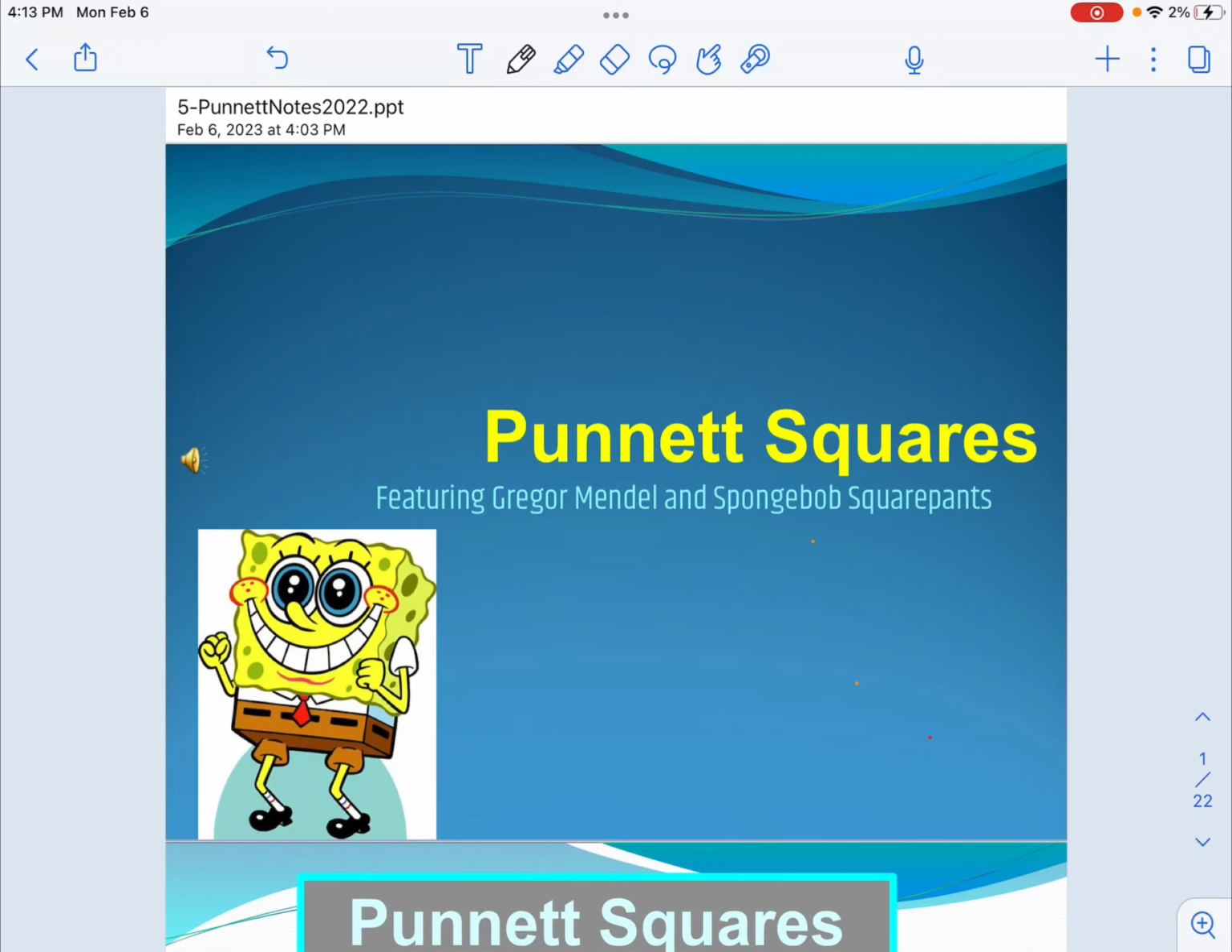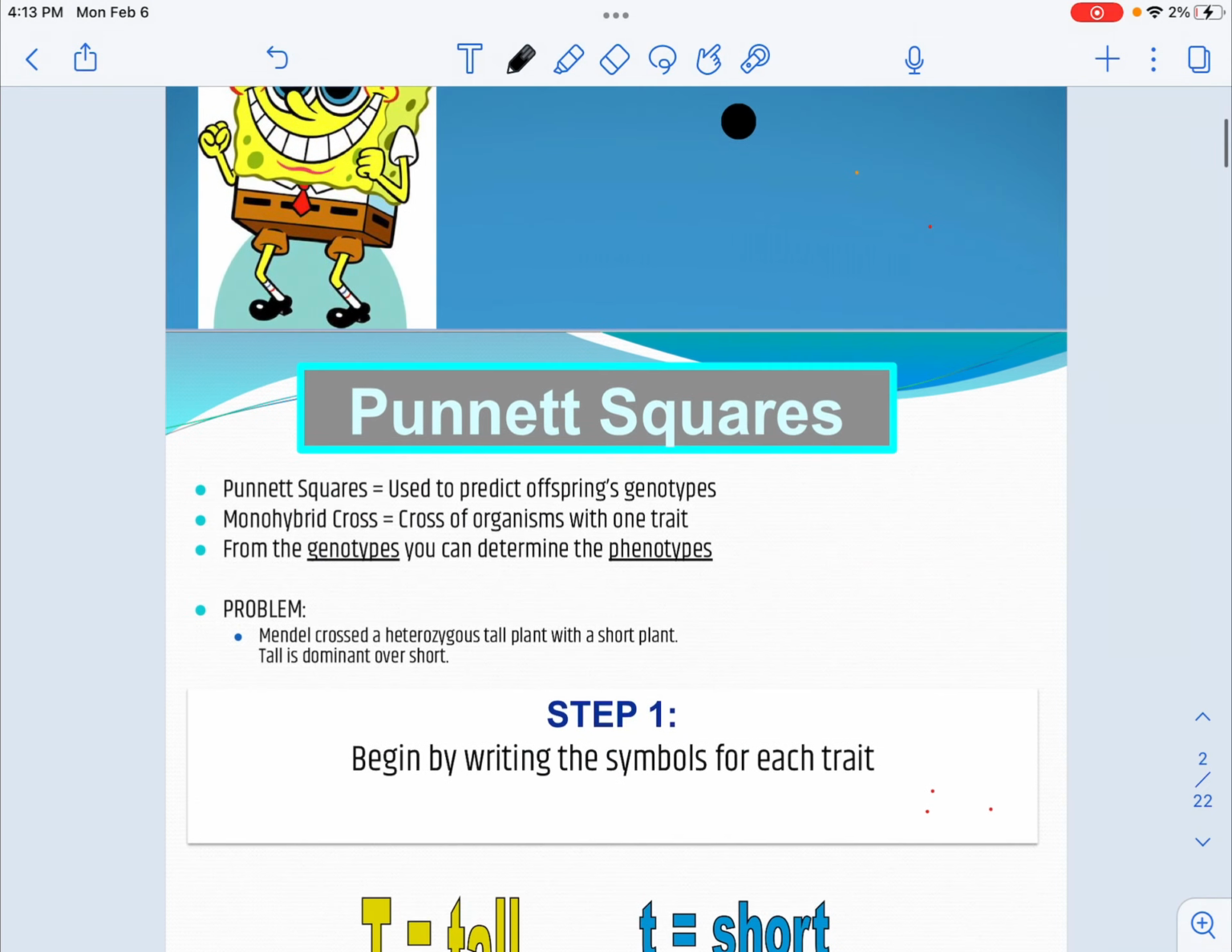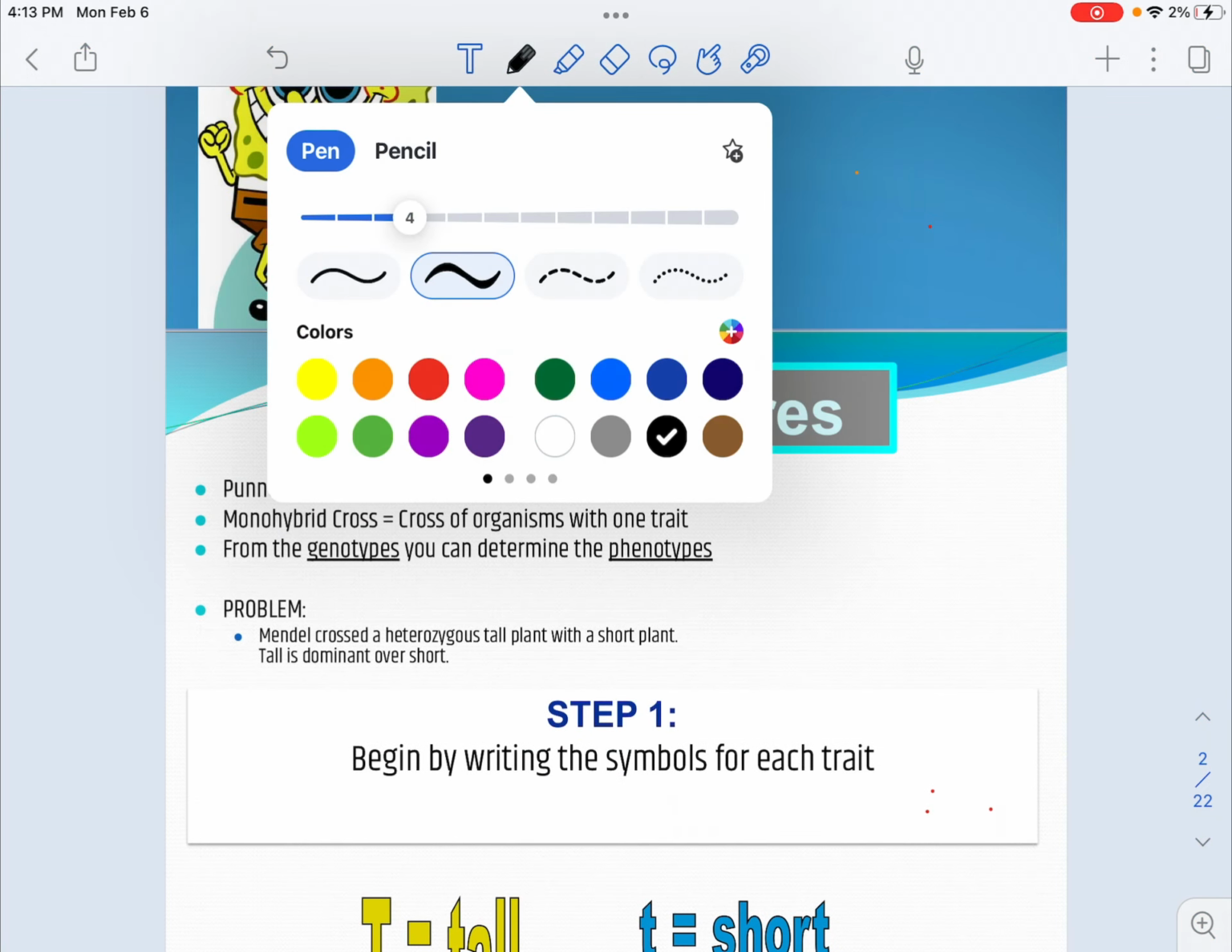Punnett square notes. This is notes number 2. Let's get started here. So, first things first, let's talk about what Punnett squares are.